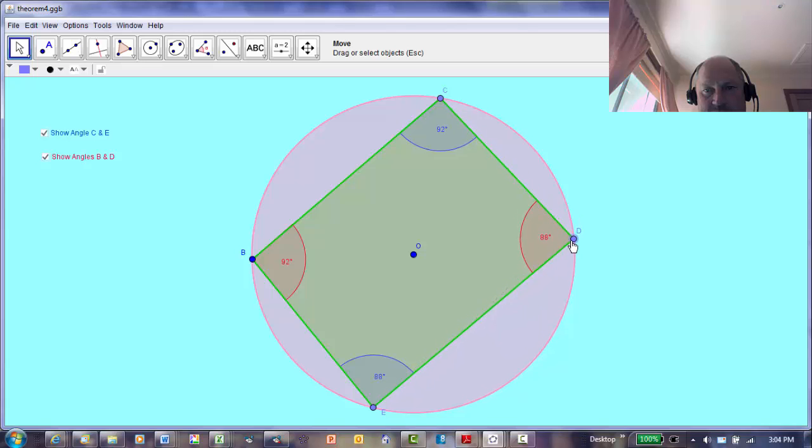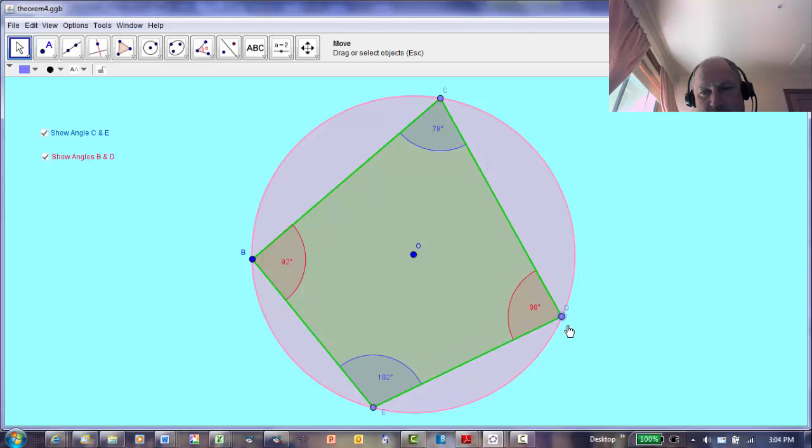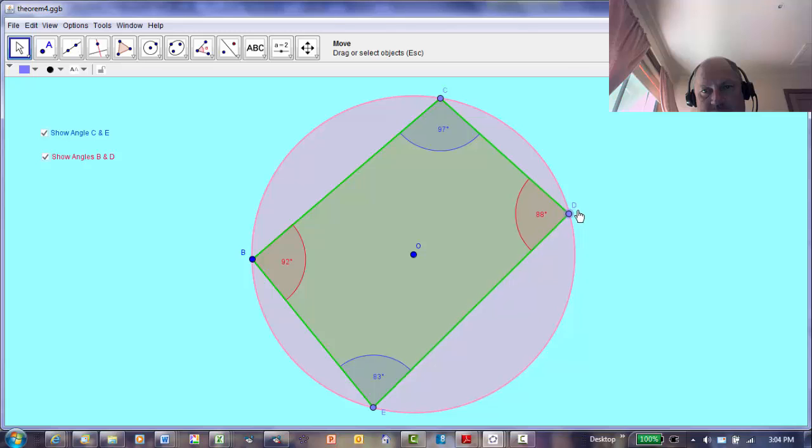You notice the size of angle D doesn't change because it's still sitting on this arc here, and the arc between B and C is not changing. That's related to theorem 1 and 3. But you'll notice the blue angles do change as I'm moving point D around. So if, for instance, let's make a nice round one, if C is 100 degrees, you'll notice angle E is 80 degrees.